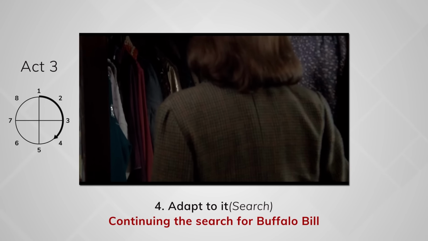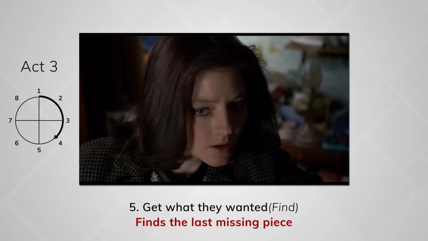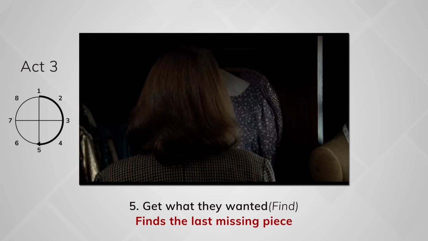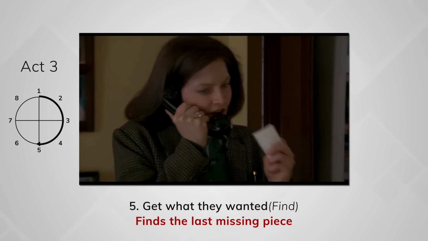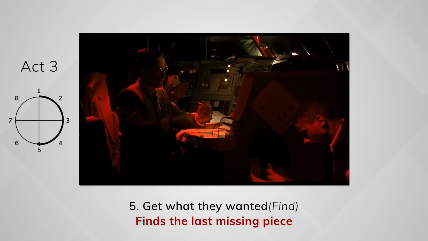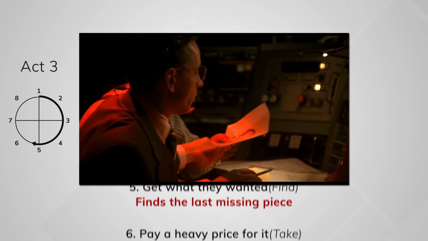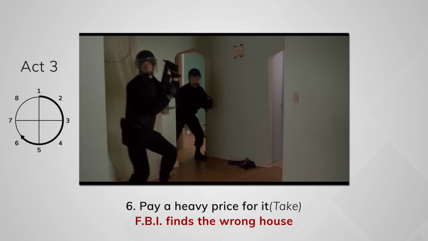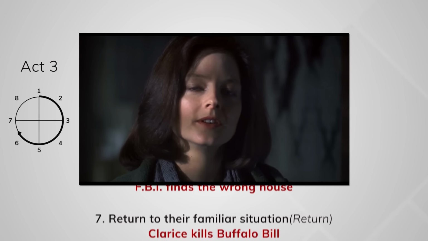Clarice adapts to the new situation by continuing to search for Buffalo Bill. And Clarice finds the last missing piece. She finds out why Buffalo Bill is taking the women. Clarice calls Jack Crawford to tell him what she's learned, and he says that they already know where Buffalo Bill is, and that Clarice should simply continue searching for more information to aid in the case. But Jack was wrong. The FBI was wrong about where Buffalo Bill was, and Clarice ends up stumbling onto the killer and is now in extreme danger.